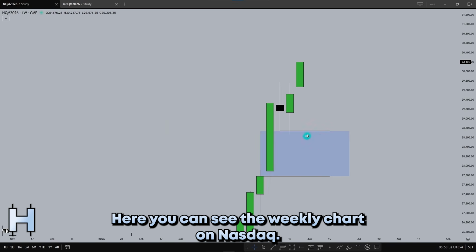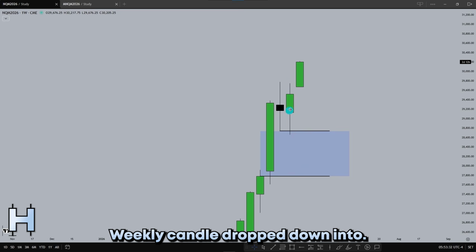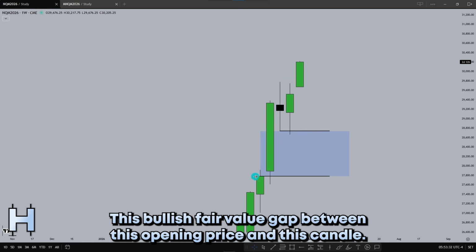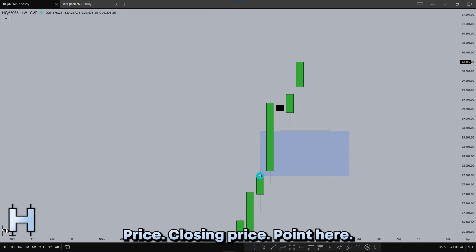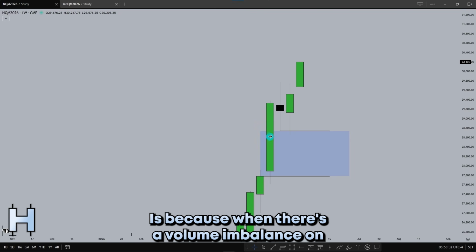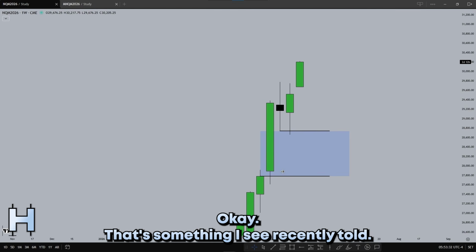Here you can see the weekly chart on Nasdaq. This is a recent weekly chart. You can see how this weekly candle dropped down into this bullish fair value gap between this opening price and this candle's low. The reason I'm using this closing price in here is because when there's a volume imbalance on any side of the range of a fair value gap, you need to include that. That's something ICT has recently taught.